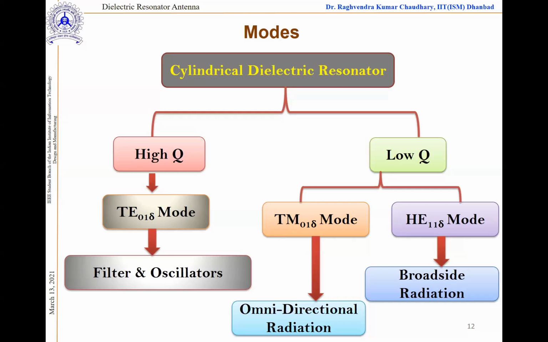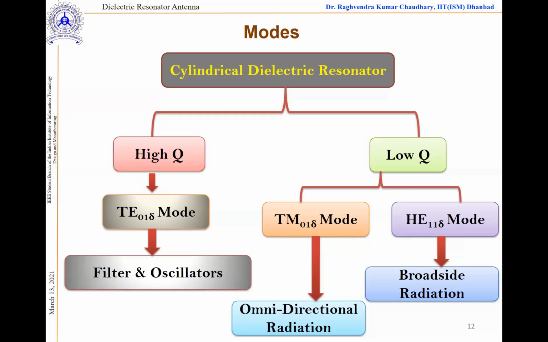So I'm dividing these two things, the high Q and low Q. For high Q, if you see the TE01δ mode, it offers very high quality factors, and that is why, if you see in the literature, you will find that mainly this mode is exploited in designing filters and oscillators.